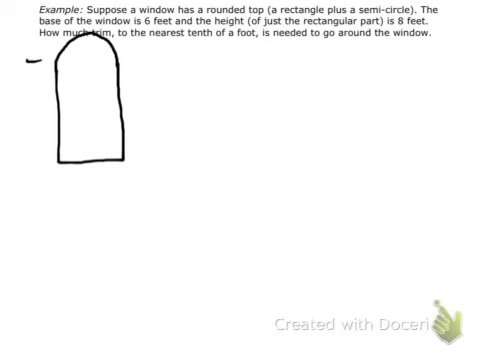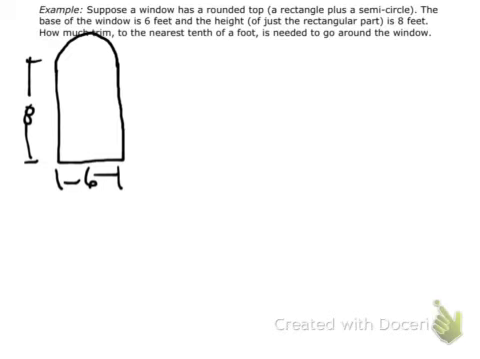Okay, and the height of just the rectangular part is 8. The base is 6. And it wants us to find the trim, so it wants us to find what I've drawn in black, so it wants me to find the perimeter. Okay, so first we need to find the perimeter.